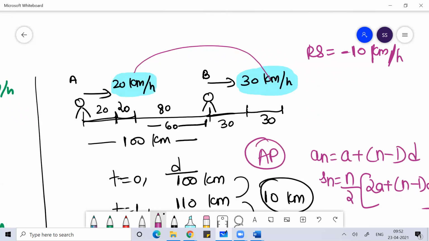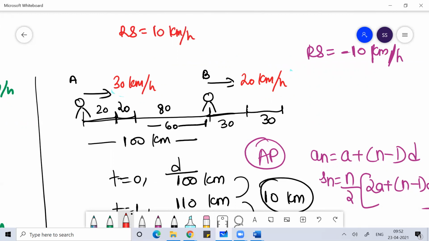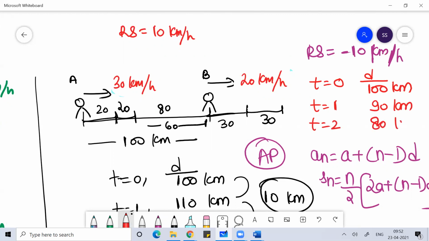While if you understand it the other way, suppose B is running at 20 kilometers per hour and A is running at 30 kilometers per hour, now the relative speed between them would be 10 kilometers per hour. At time equal to 0, the distance between them is 100 kilometers. After 1 hour, the distance between them will become 90 kilometers. After 2 hours, it will become 80 kilometers. Ultimately, after 10 hours, A will be able to catch B. So you can understand this part.